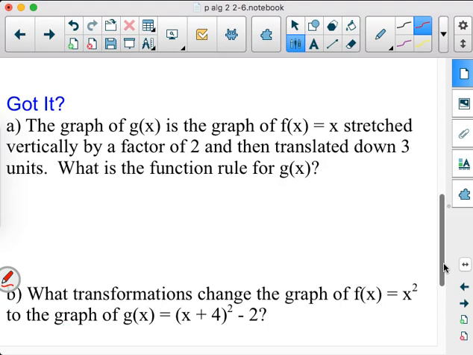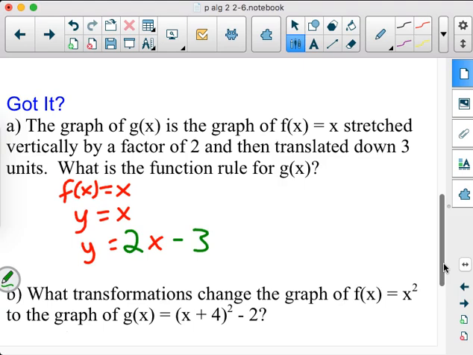So this one says the graph of g of x is the graph of f of x equals x. So starting like this, and f of x is of course y. Stretched vertically by a factor of 2, all right? So that's what I had, but now there's going to be a 2 in front of it because it has to be vertically stretched by a factor of 2. And then it has to be translated down 3 units. Well, that would be you're taking the whole graph and you're subtracting 3. Well, there it is. That's the function rule for g of x.